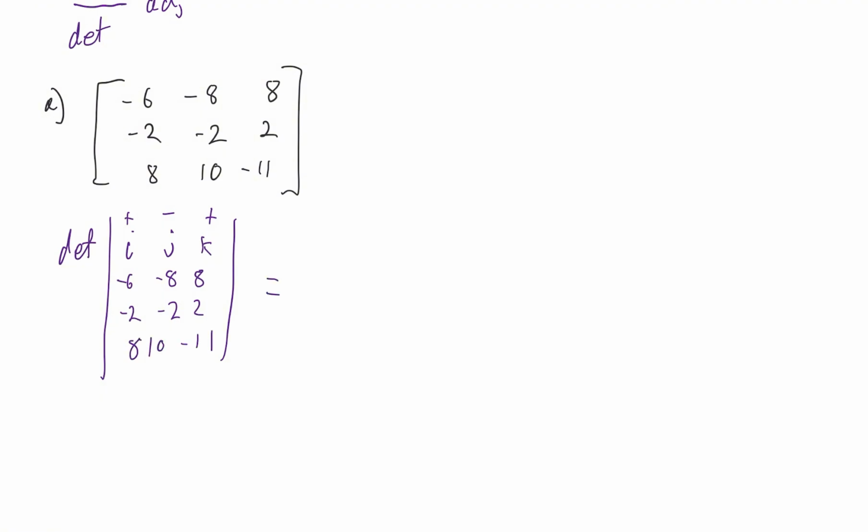So now you want to take this number and multiply it as if you were taking out this row and this column. So in this case it will be minus 6. And now you want to find the determinant of minus 2, 2, 10, minus 11. And you keep doing that for the rest of them.